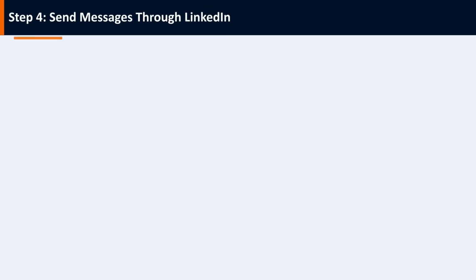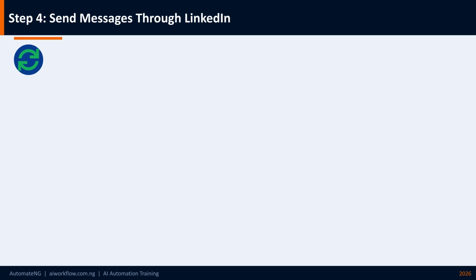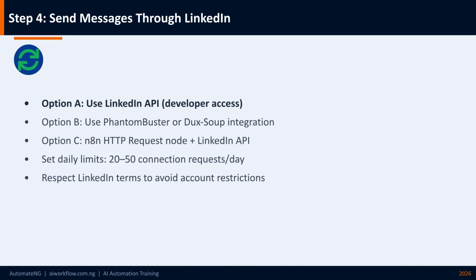When sending messages, you must respect LinkedIn's limits. Use the official LinkedIn API or integration tools like Phantom Buster with an N8N HTTP request node. Always set daily limits between 20 to 50 requests. Following these terms is crucial to avoid account restrictions.